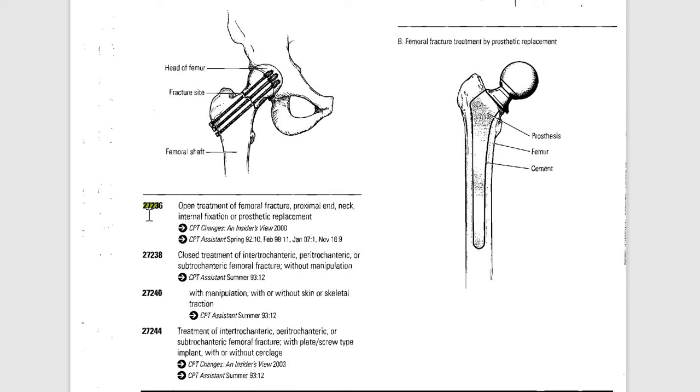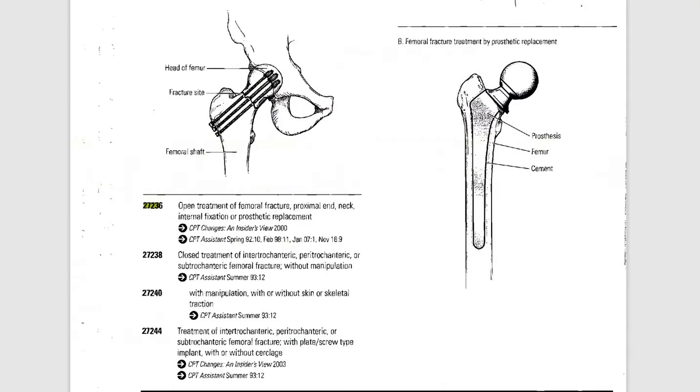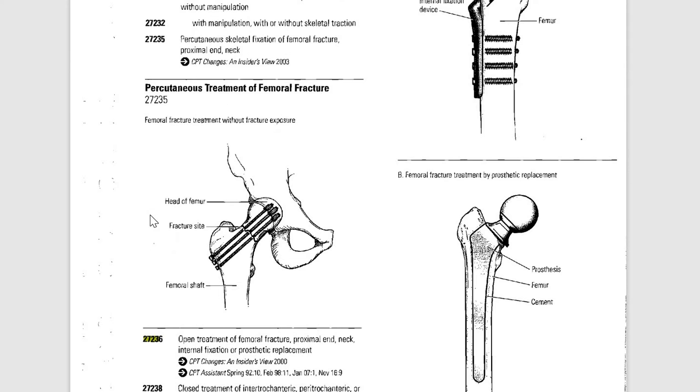So this is 27236. The description for this code is open treatment of femoral fracture, proximal end, neck, internal fixation or prosthetic replacement. So I feel this is more appropriate. Okay, we also have other codes, so we will check the descriptions for the other codes too. Like 27235. Percutaneous skeletal fixation of femoral fracture, proximal end. Okay, so femoral fracture is there, but percutaneous skeletal fixation, so there is no skeletal fixation. So this option we can eliminate.